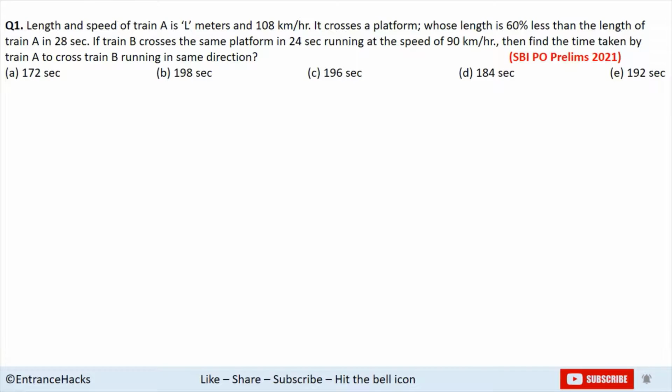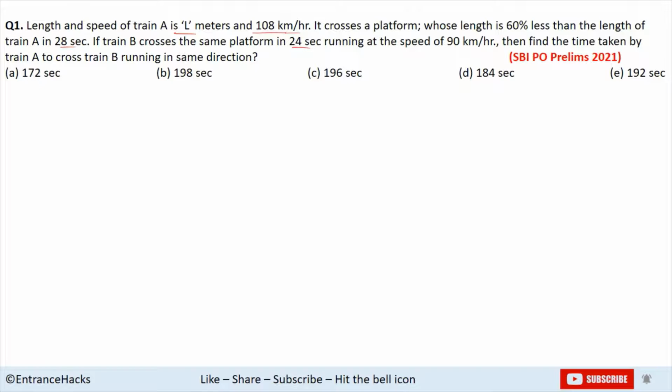So this first question came in SBI PU prelims this year itself. This question uses various concepts of the same, in which a platform is also there, and two trains are there, traveling in the same direction. First, the length of train A is not given; it is given as L, and the speed of A is given as 108 km per hour. The rest of the things are in seconds.